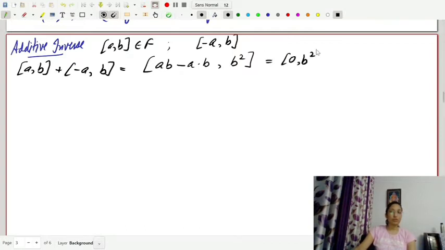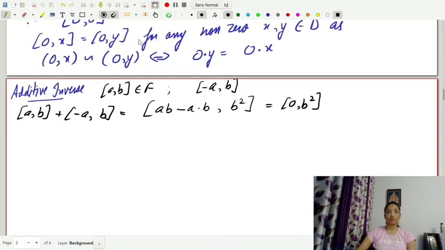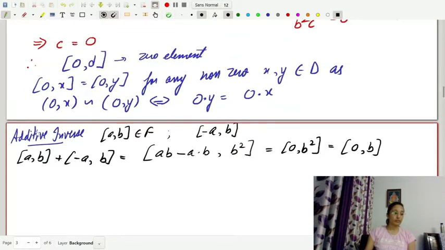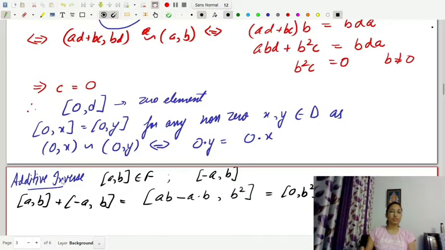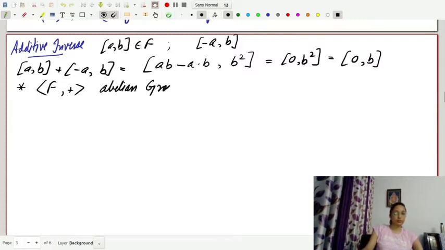which in turn implies (0, b²). We saw above that (0, x) is equal to (0, y) for any non-zero x and y, and here we know that b is non-zero, therefore it is equal to (0, b), the zero element of F, and therefore this is its additive inverse. Hence we have shown that F under addition forms an abelian group.